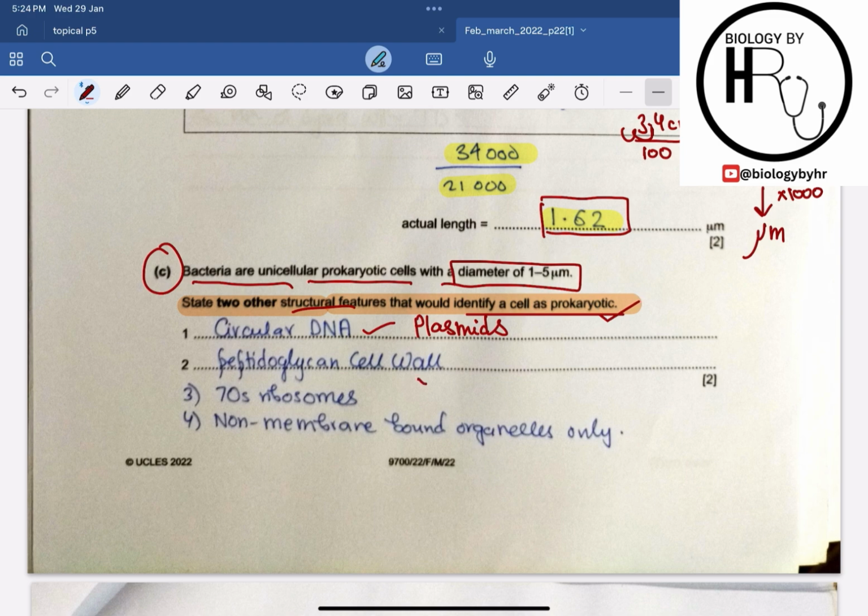We all know that the cell wall of the bacteria is made up of peptidoglycan. So this can also be an identification. Also the prokaryotic cells or the bacterial cells do not contain any membrane bound organelles. Only non-membrane bound organelles are found in the prokaryotic cell, so this can also be used as an identification. Also in case of the ribosomes, only the 70S ribosomes are present in the prokaryotic cells. So we can also raise this point as well.